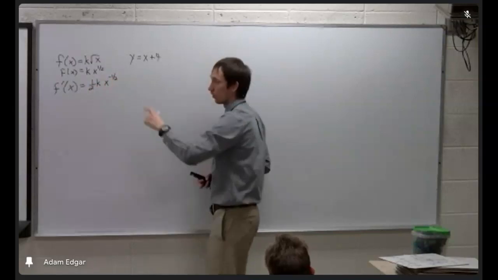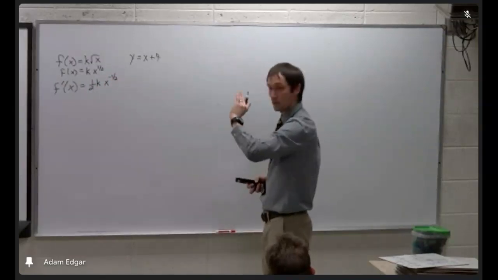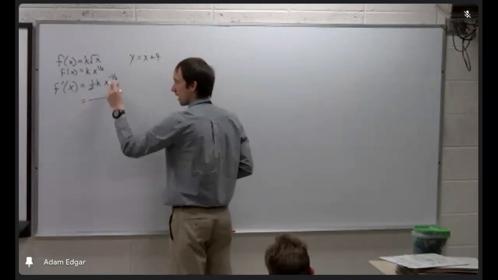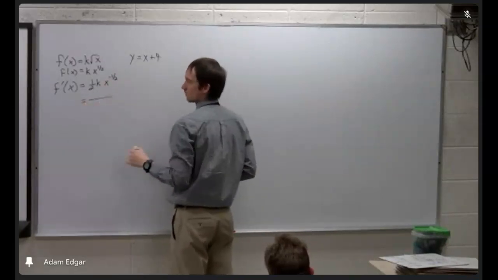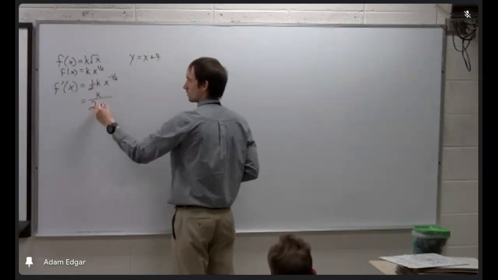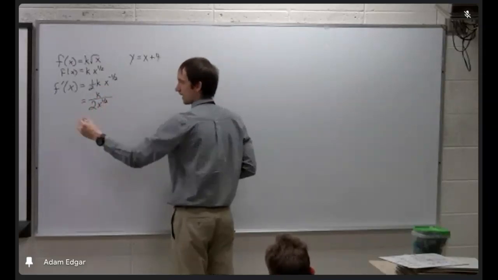So the k is just a constant multiplier. It's a coefficient. So you can then rewrite this. What's in the numerator? 1 times k is k. What's in the denominator? 2x to the 1/2 or 2 root x. So there's f prime of x.